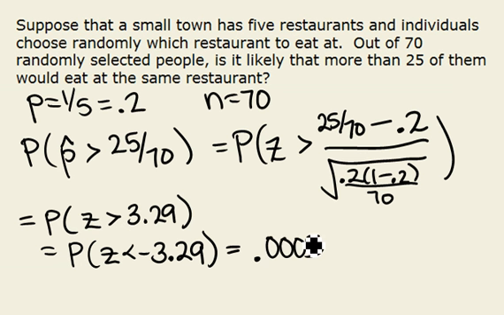So the question asks, is it likely that more than 25 out of these people would eat at the same restaurant? And no, if they were actually choosing at random with this probability of 1 out of 5 or 0.2, it is not likely that we would have more than 25 people out of 70 eating at the same restaurant, as evidenced by our very low probability of that happening.